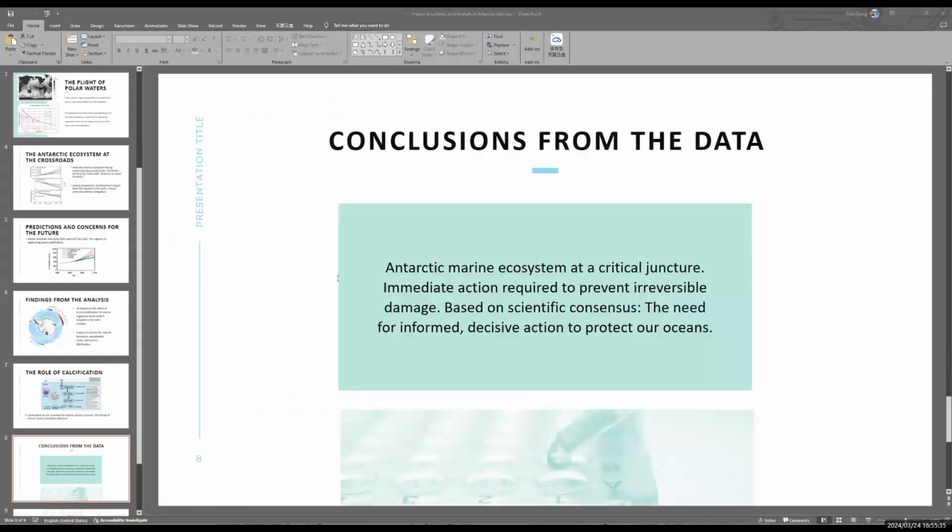Last but not least, we'll talk about conclusions from the data. The data leads us to a conclusion that is as certain as it is somber. The Antarctic marine ecosystem is at the crossroads, faced with a chemical upheaval that could irreversibly alter its character. And the richness and diversity of the biosphere that have thrived for millennia are now at risk because of this ocean acidification. The implications of our findings extend beyond the realm of academics and into the urgent area of conservation and policy. The scientific community's consensus is clear, and mitigative action is overdue.